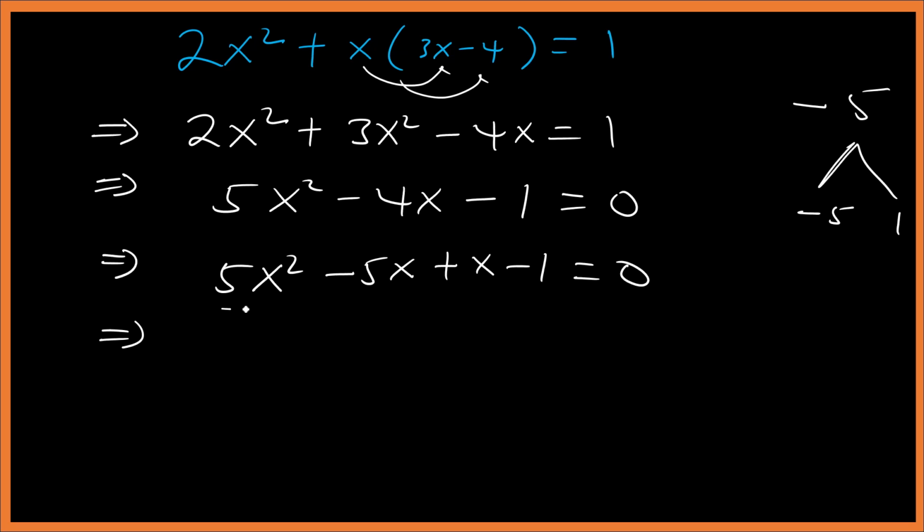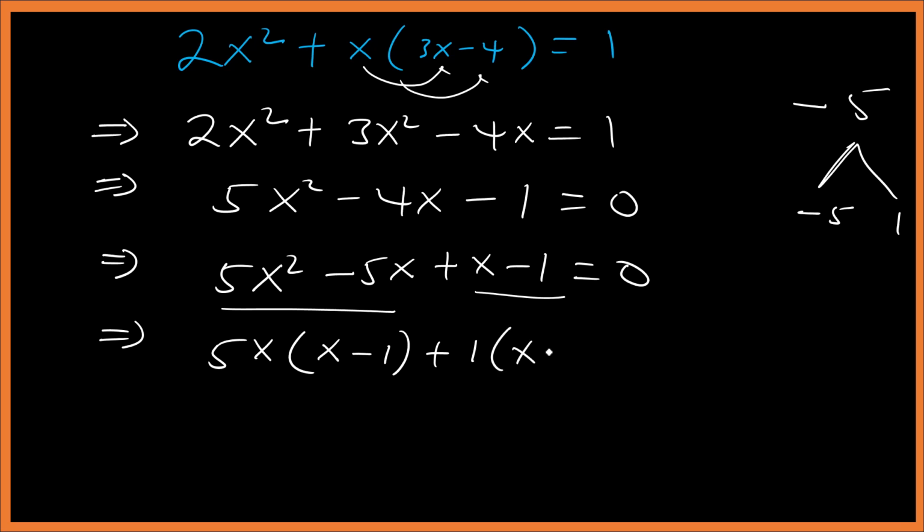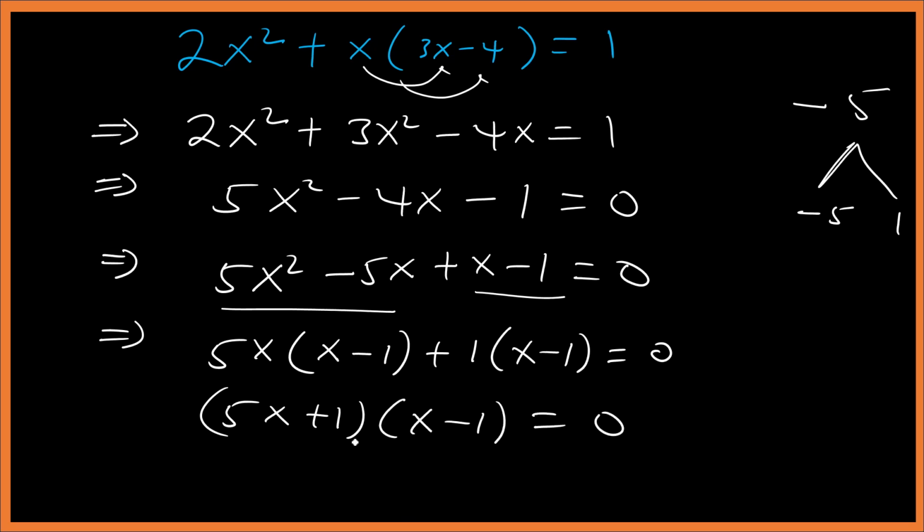So we can group them here. I'll take 5x out. We have x minus 1. This side will take 1 out, x minus 1 is equal to 0. So we have 5x plus 1, then we have x minus 1 equal to 0. So from here, 5x plus 1 equal to 0, or x minus 1 is equal to 0.